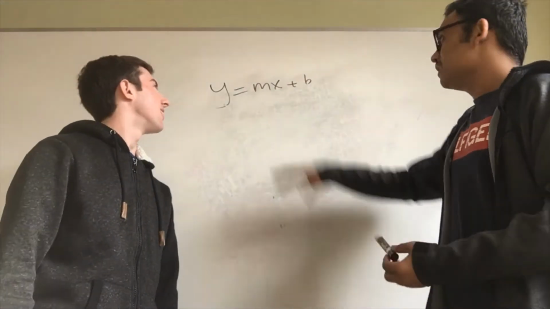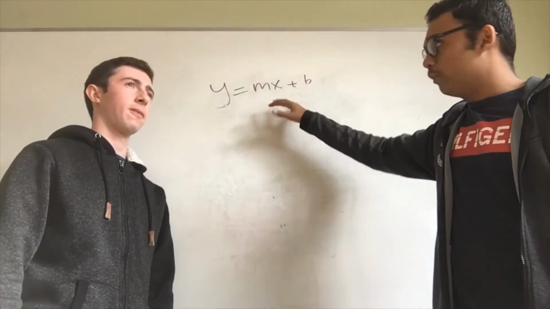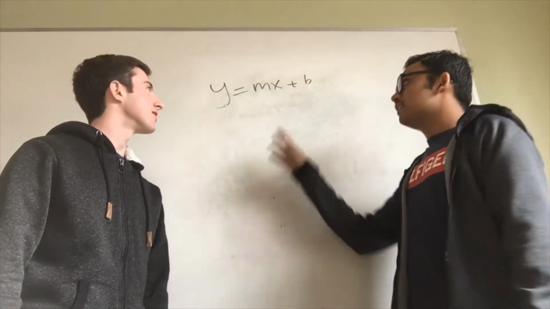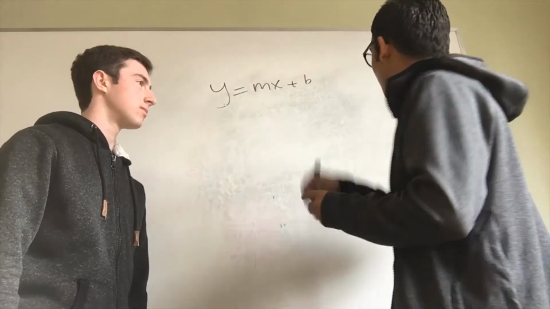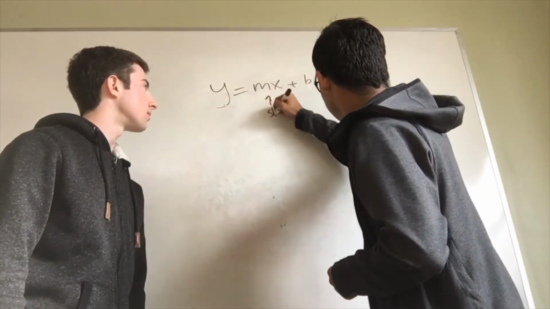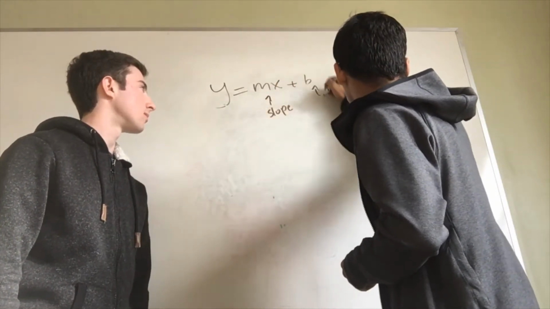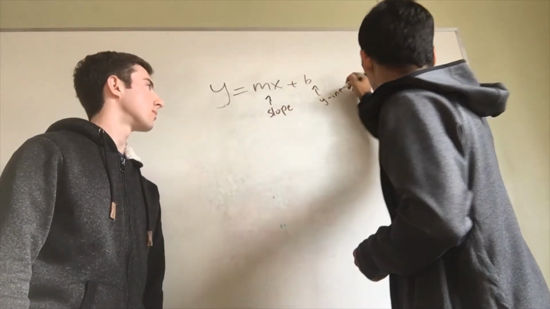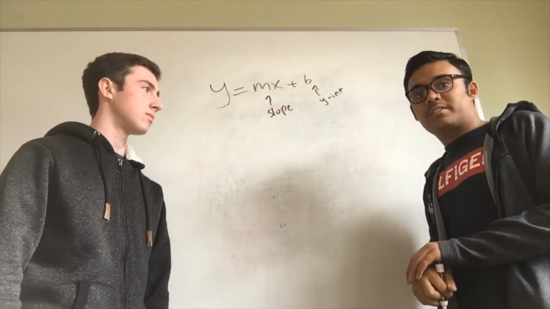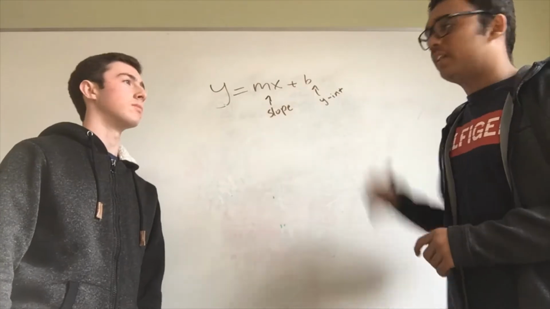Alright, so this is the equation that we'll be using to graph a straight line, y equals mx plus b. In this case, we always got to remember that m equals the slope and b equals the y-intercept. What do I mean by that? When x equals 0, this is the y value.